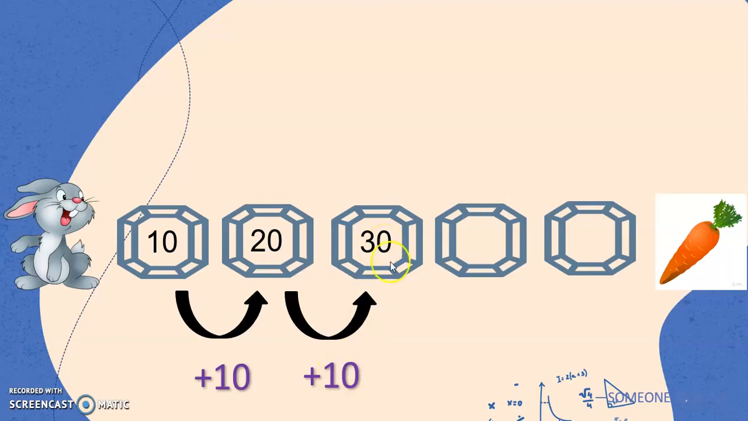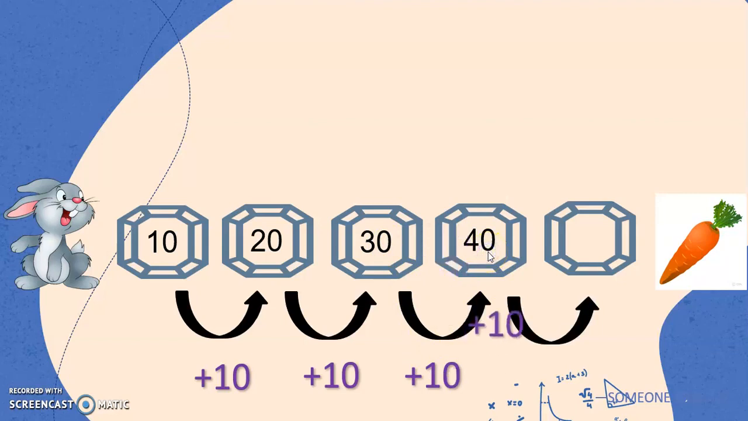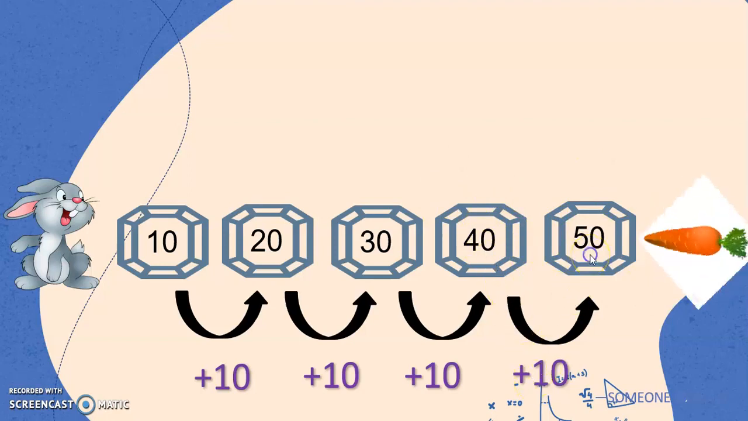Therefore, with the same difference of 10, step number 4 must be 40. Yes, 30 plus 10 equals 40. The last step he has to go through is actually number 50. Yes, it is actually the product of 40 plus 10 equals 50. At last, the rabbit can reach his favorite food, the carrot.